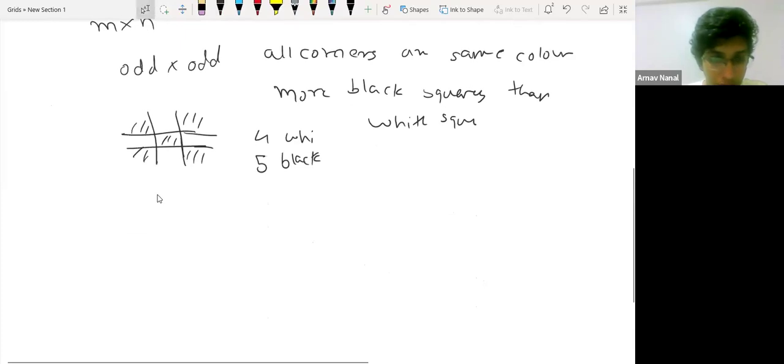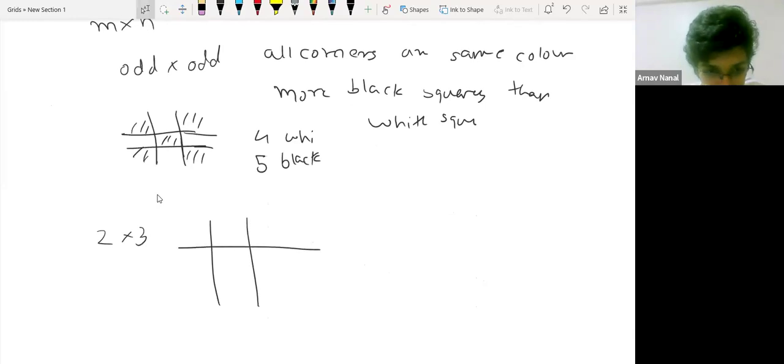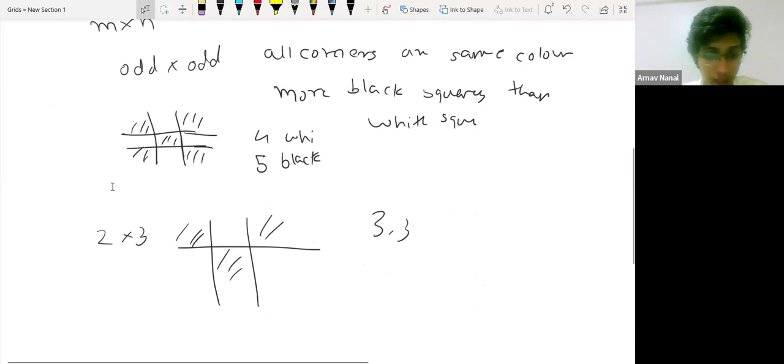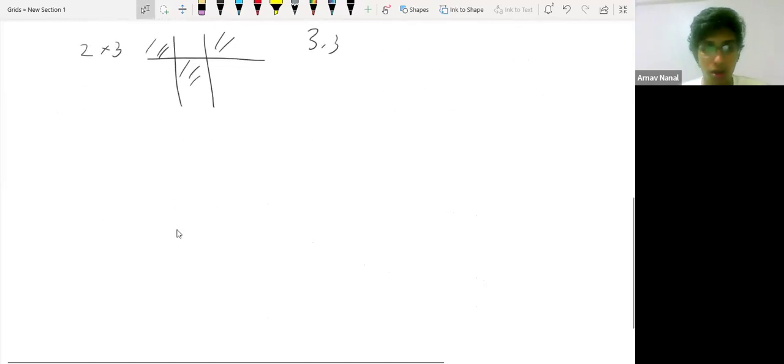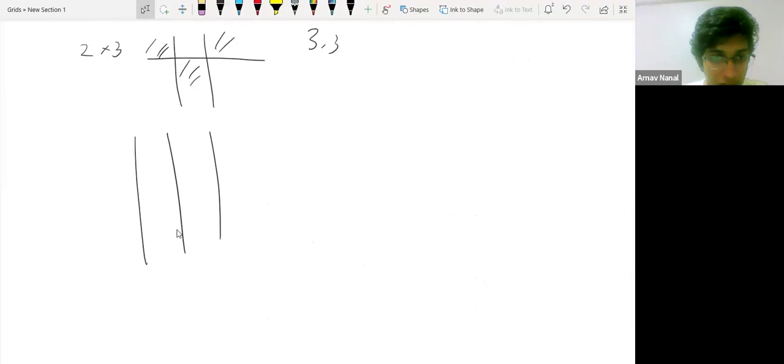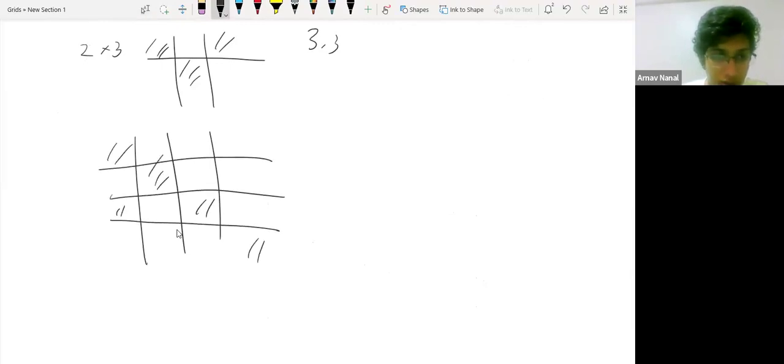Or if mn is even, let's say we have a 2 cross 3 grid. Now here we have an equal number, 3 and 3. And if we have an even cross even grid, like a chessboard, which we will encounter many times, this technique is called chessboard coloring. These also have an equal number of black and white squares. The equal number makes life easy. So many times when you have parity arguments, it is easier to use this chessboard coloring.